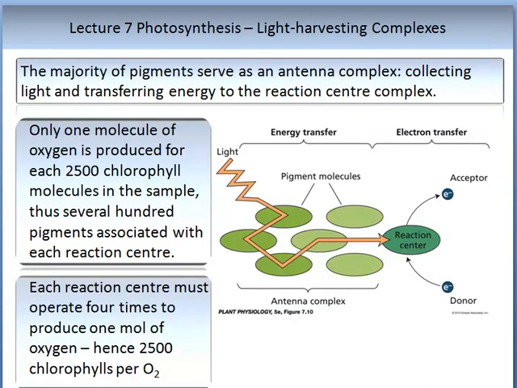In light harvesting complex, the majority of pigments serve as an antennae complex, collecting light and transferring energy to the reaction center complex. To understand this process, it is important to know that only one molecule of oxygen is produced for each 2,500 chlorophyll molecules in the same sample. Thus, several hundred pigments are associated with each reaction center. It's very complex. Each reaction center must operate 4 times to produce 1 mole of oxygen. Therefore, in summary, 2,500 chlorophylls per oxygen.